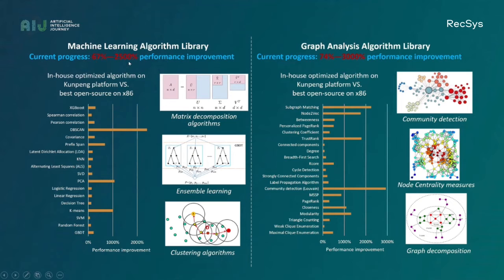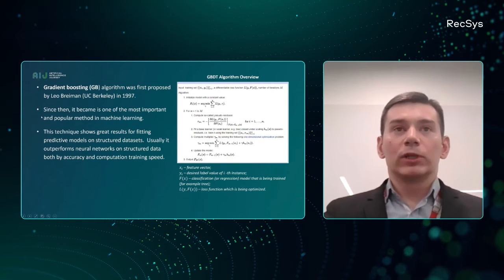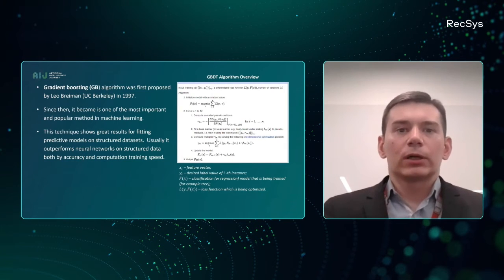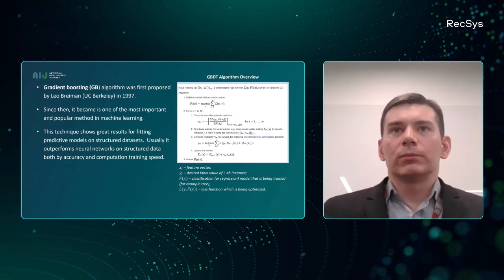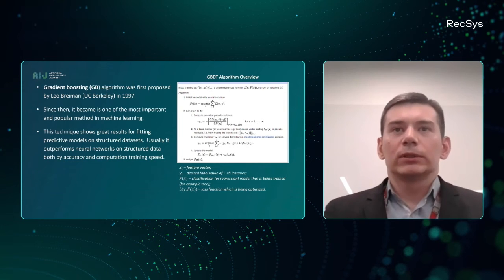67% improvement to 2,500% improvement. It provides for increasing speed and acceleration of our algorithms benchmarked on standard data sets against open source solutions. Let me give you a few cases of our solutions to illustrate, to demonstrate our work.